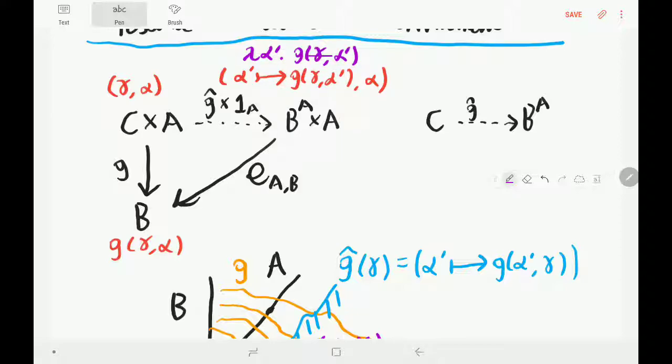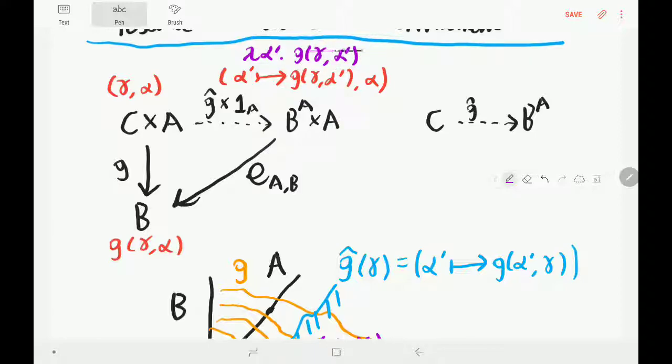And another way we might write this, it might be a bit of an abusive notation, and I'm not really going to explain this too much, but if we know a bit about lambda calculus, we might write this as lambda alpha dash dot G gamma comma alpha dash.